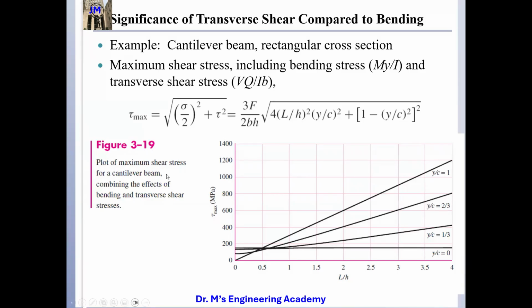You can get this sigma maximum. No, I'm sorry, this is the Pythagorean theorem. We have a sigma and a tau, and they are perpendicular, so we can calculate this tau using the Pythagorean theorem, and then we compare it with the failure criteria.